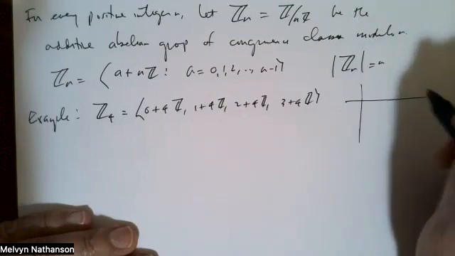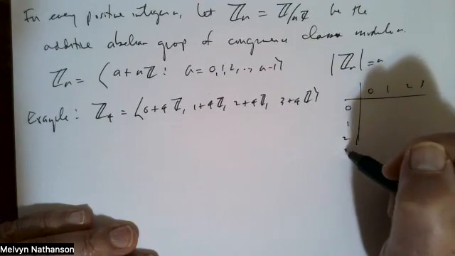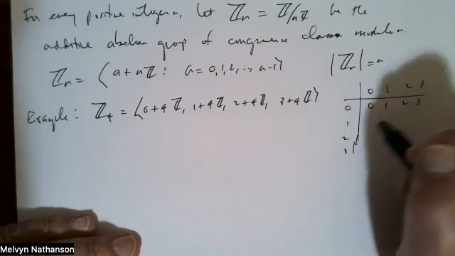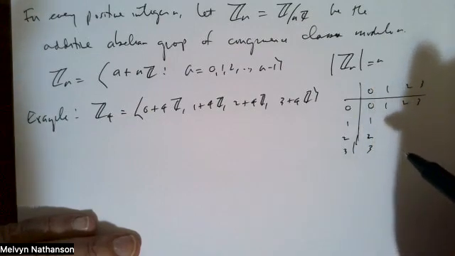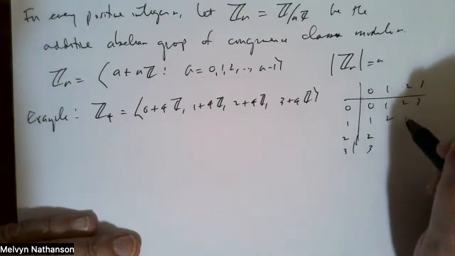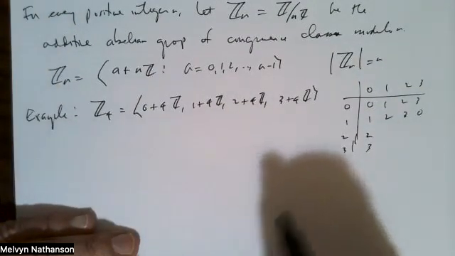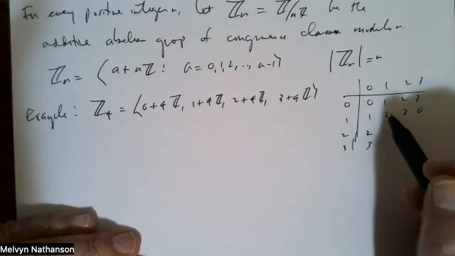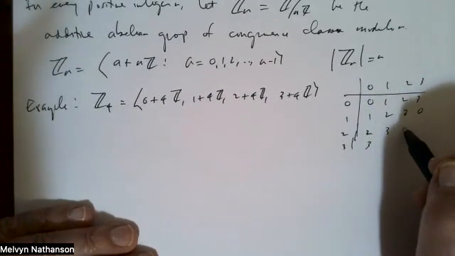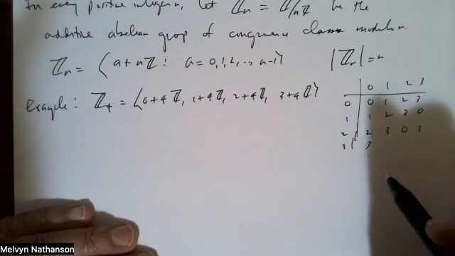And the addition table, let me just write 0, 1, 2, 3, instead of writing the plus 4Z. 0 is the identity, so no matter what you add it to in whichever order, you get the same element back. 1 plus 0 is 1, 1 plus 1 is 2, 1 plus 2 is 3, 1 plus 3 is 4, which is the same as 0 mod 4. 2 plus 0 is 2, 2 plus 1 is 3, 2 plus 2 is 4, which is 0, 2 plus 3, which is 5, which is congruent to 1 mod 4.